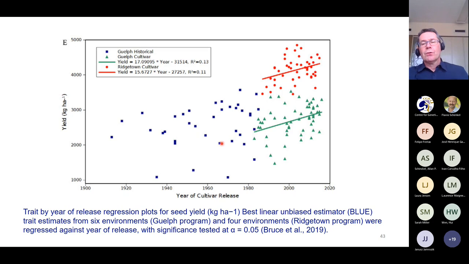regression line. So you can see that from the time we started intensively breeding soybeans, there has been an increase in yield on average of about 17 kilograms per hectare per year for Guelph, and about 15-16 kilograms per hectare per year for Richtown, as a result of breeding.